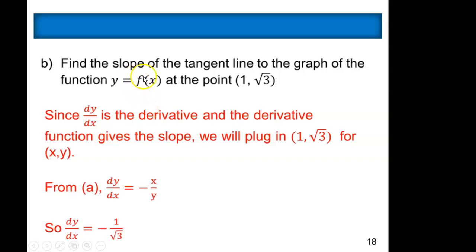Okay, as far as the slope of the tangent line, we know that the slope of the tangent line is given by the derivative. So I just need to go back to this expression for the derivative and plug in this as my x. So the 1 is my x, and the square root of 3 is my y. So if I plug in 1 for my x and the square root of 3 for my y, then you can see that this is the slope of the tangent line.